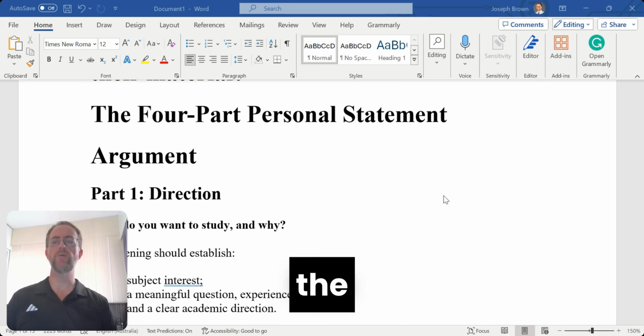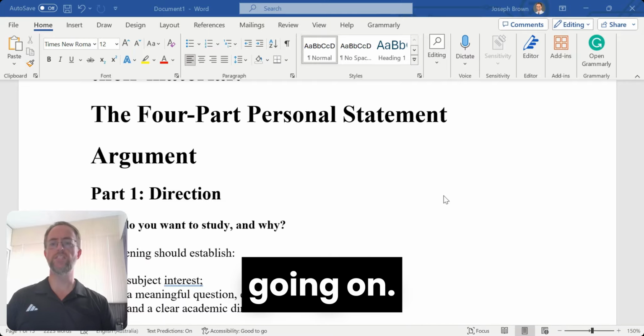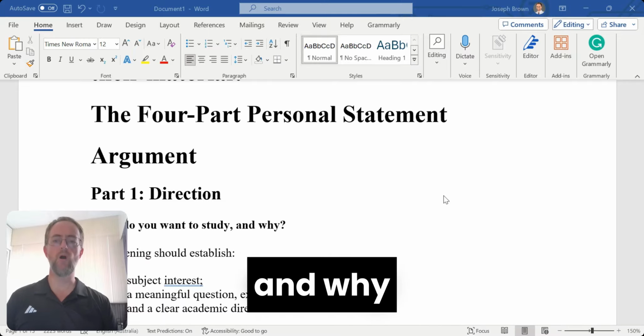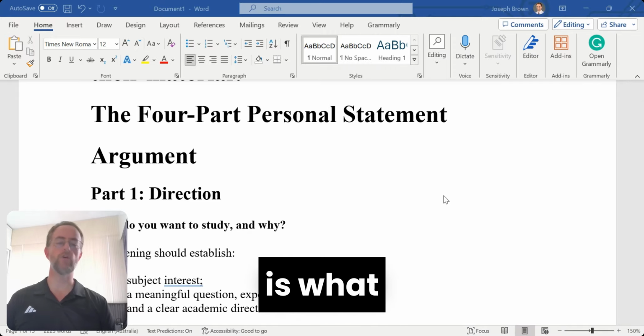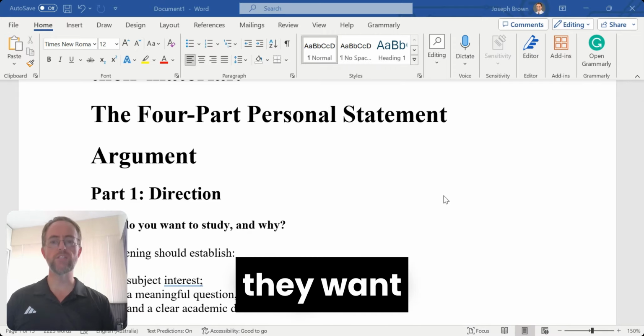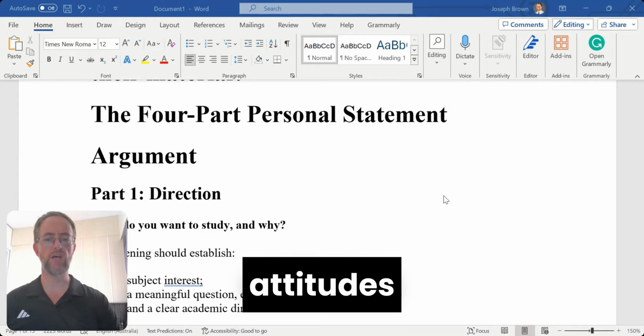You want to, in the beginning, create the argument. Here's the direction that we're going on. This is what you want to study and why you want to study it. And very much you want to show some things. They're going, okay, this is what you want. What do they want to hear from it? They want to hear those values and attitudes coming through.